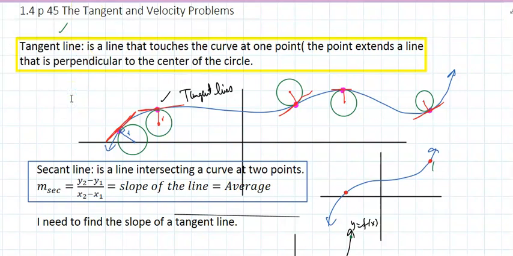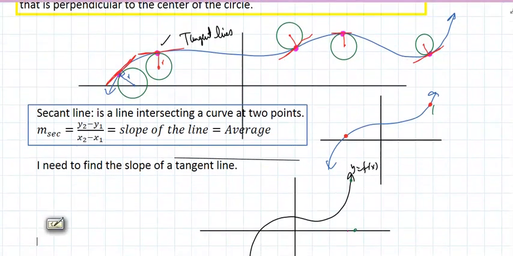So, let me start by defining. We know what a secant line is. Tangent line, you take it in geometry, probably forgotten. A secant line is a line that intersects a curve in at least 2 points. So here's one, and here's the other. It's a straight line that crosses at 2 points. And if you call this point x1, y1, and this point x2, y2, then the slope is y2 minus y1 over x2 minus x1.